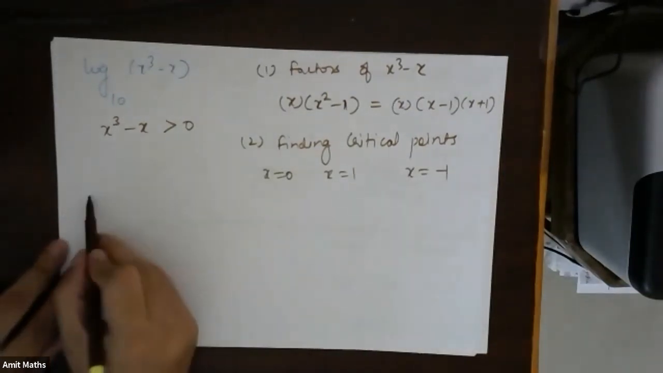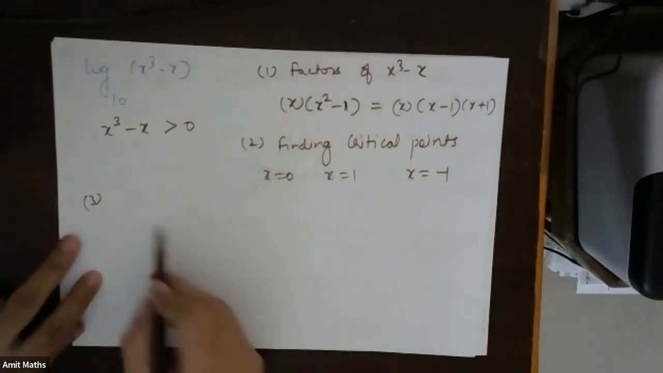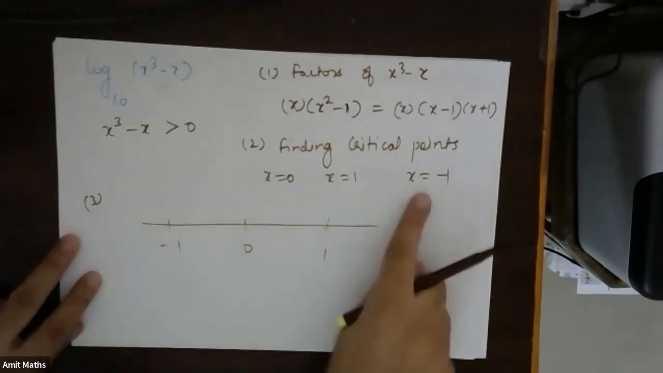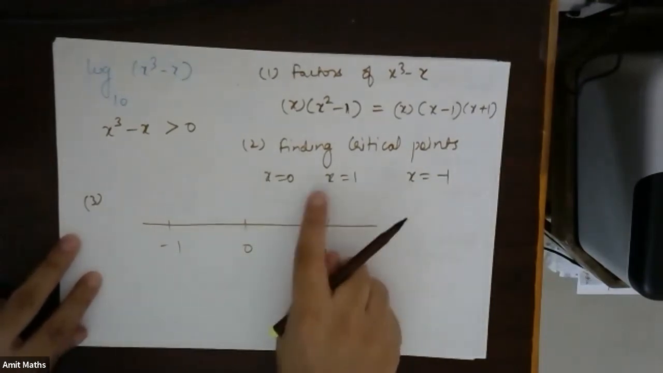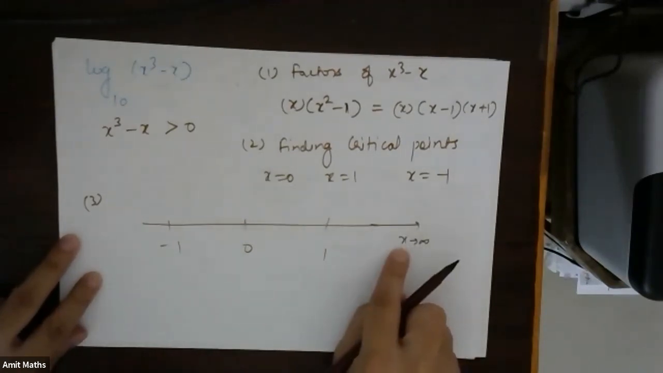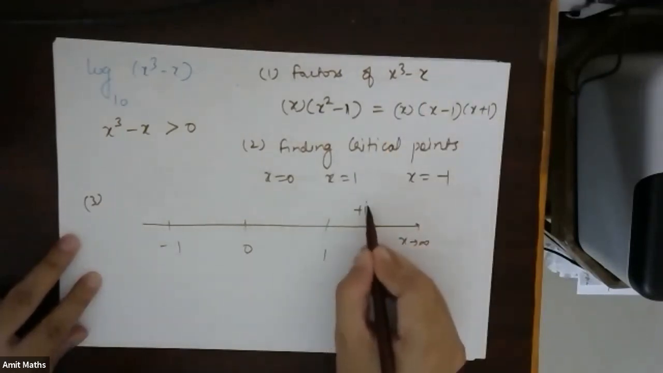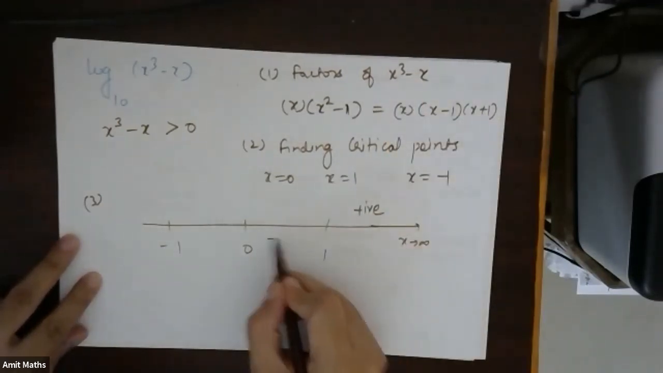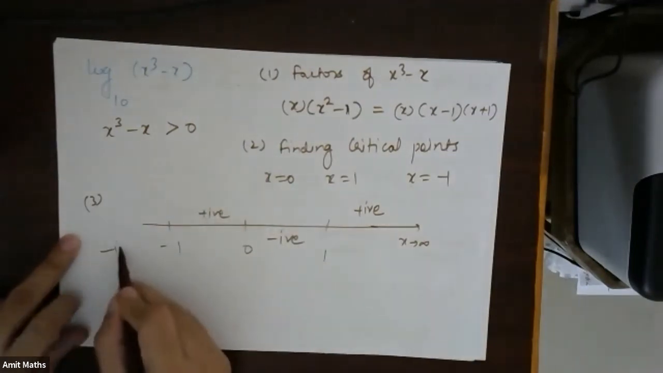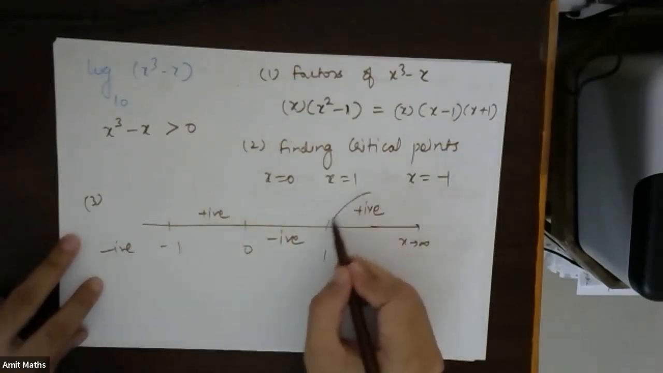Now the third step is to arrange these in ascending order. Ascending order will become -1, 0 and 1. Now at one extreme, x tending to infinity, I will find the sign. When x tends to infinity, this will become positive. Then this will become negative, this positive, this negative. Alternate: positive, negative, positive, negative. So this will be the wavy curve.